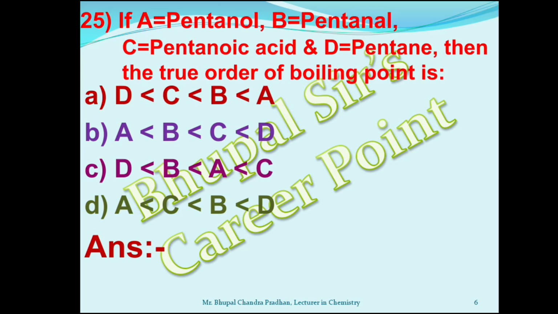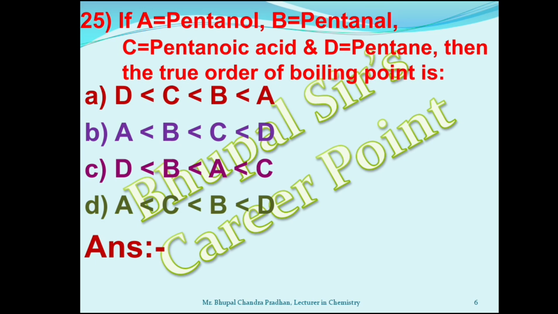The boiling point of alkane is lower than the boiling point of aldehyde and ketone, because alkanes are non-polar while aldehydes and ketones are polar. Again, the boiling point of alcohols is more than aldehyde and ketone due to the presence of hydrogen bonding.